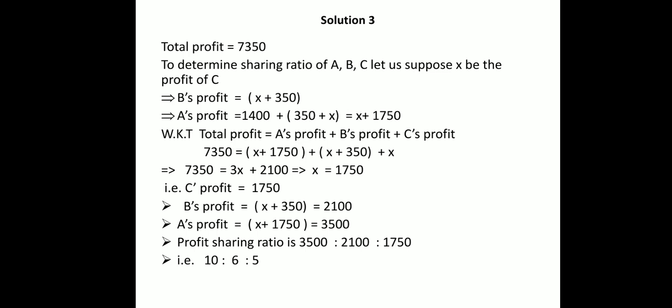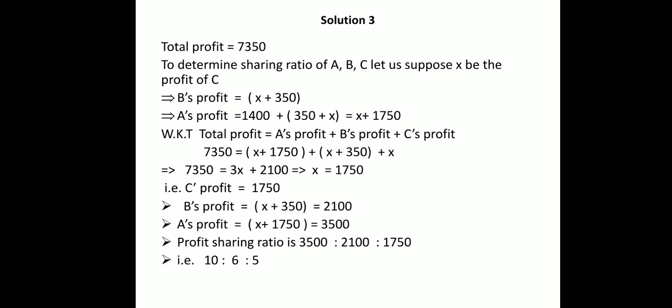Similarly, what is A's profit? A receives 1,400 rupees more than B. So A's profit equals the profit of B plus 1,400. So A's profit equals 1,400 plus 350 plus X, that is equal to X plus 1,750. Now we have to equate this. We know that total profit equals A's profit plus B's profit plus C's profit. The total profit is 7,350.